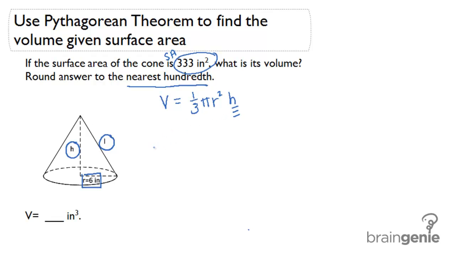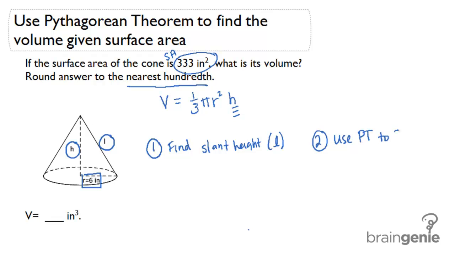We need to find the height in order to find the volume. And in order to get the height, we have to do something before we can even start to figure out the height. We need to find the slant height. So our first step is going to be to find the slant height, which is the L. Our second step is then going to be to use Pythagorean theorem, as we saw in the previous example, to find the height.